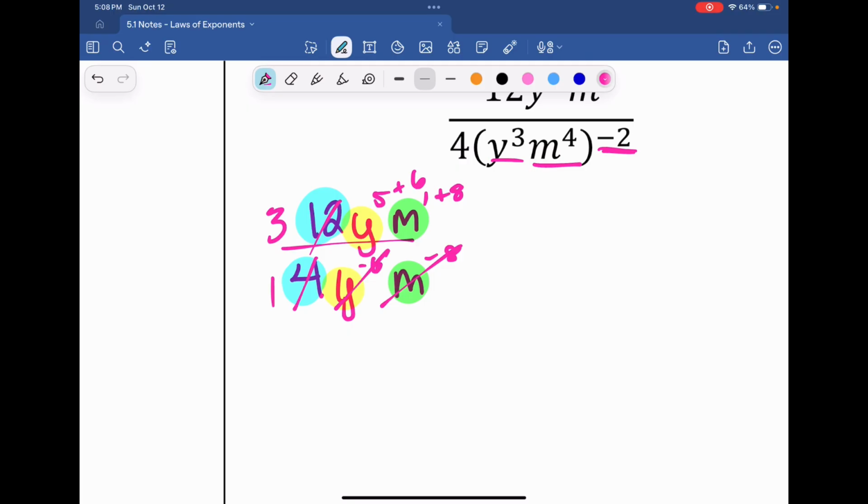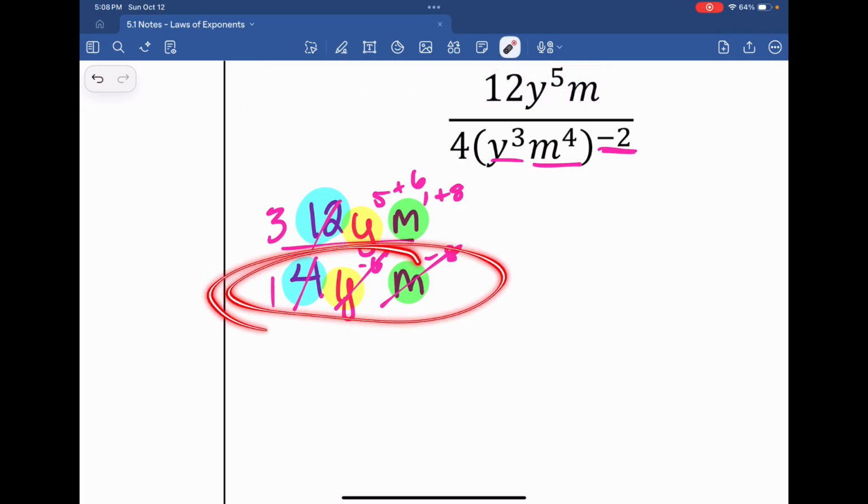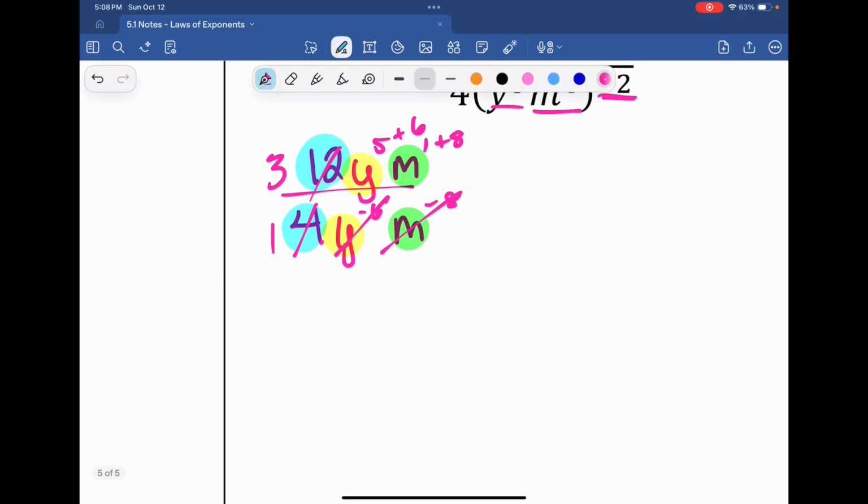So if you look in the bottom, you have nothing left. You cross out the 4 and got a 1. Y to the negative 6 is gone. M to the negative 8 is gone. So no more denominators. So 3, y to the 11th, m to the 9th. Technically this is all over 1, but I don't need that.